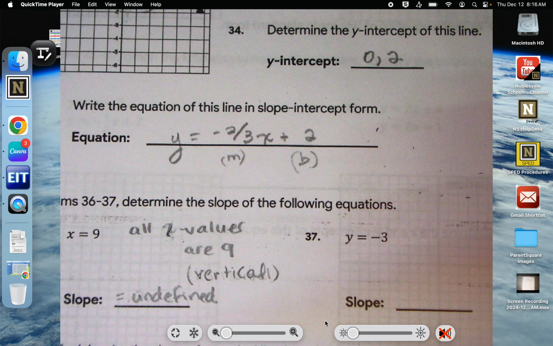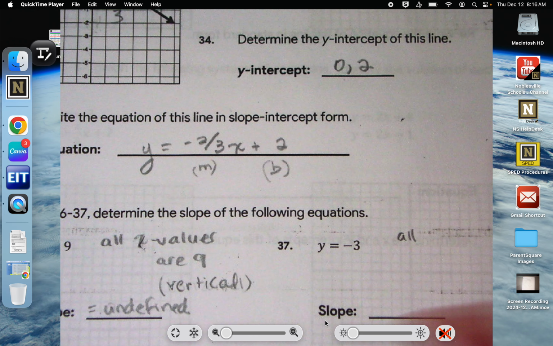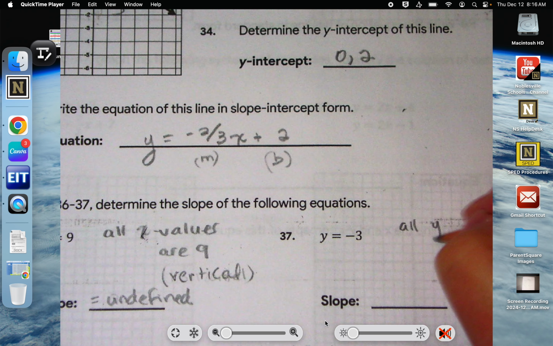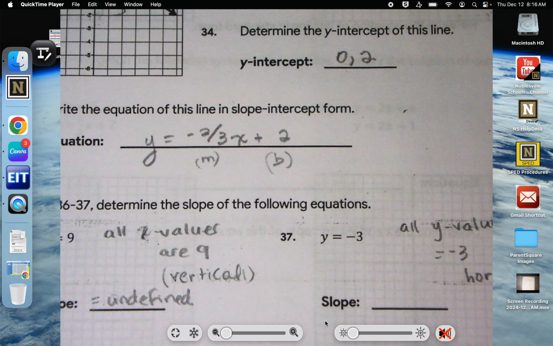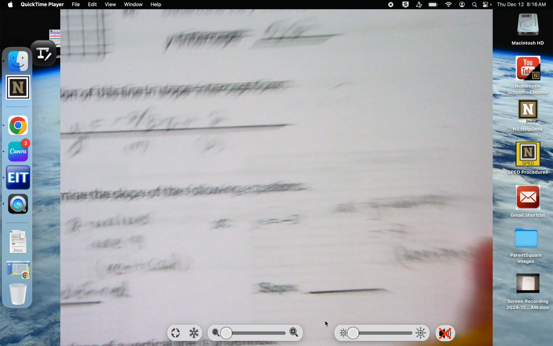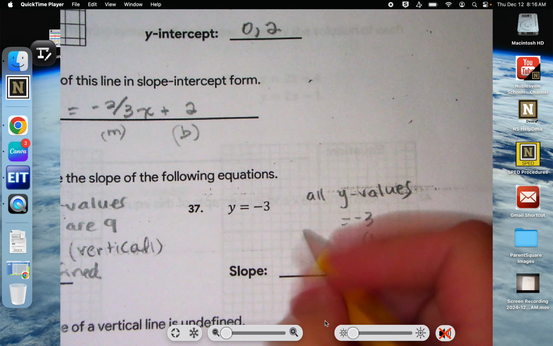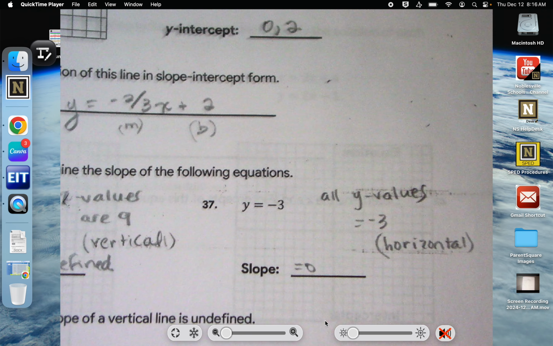So if my y values are all -3, so we're looking here now at number 37, that gives me a horizontal line. And that tells me that my slope is 0. Woo!